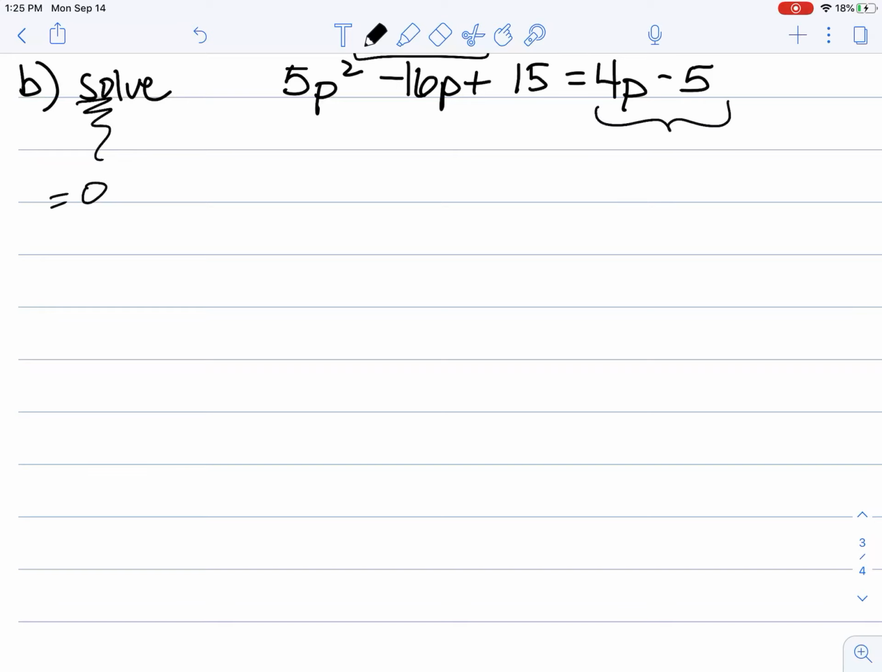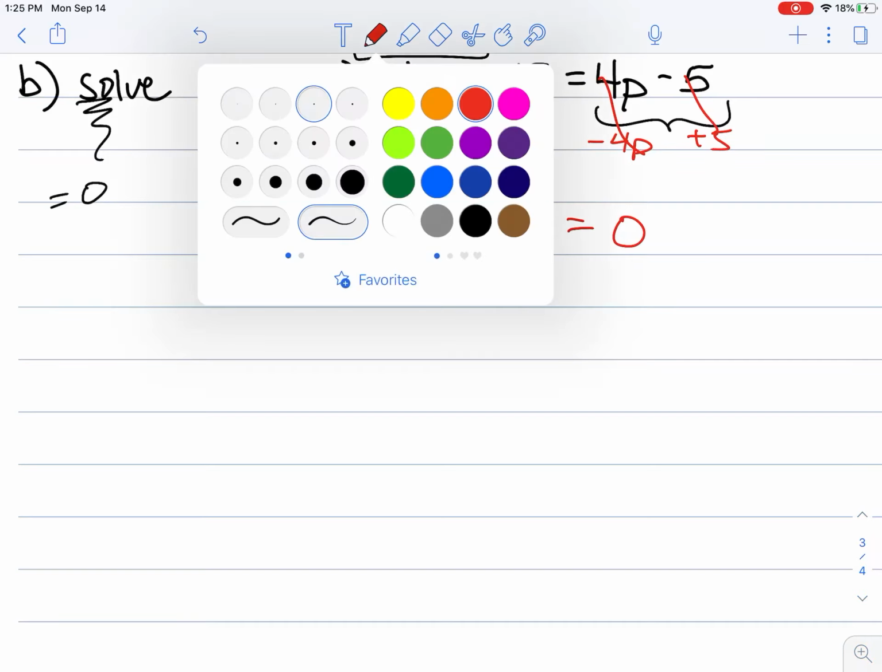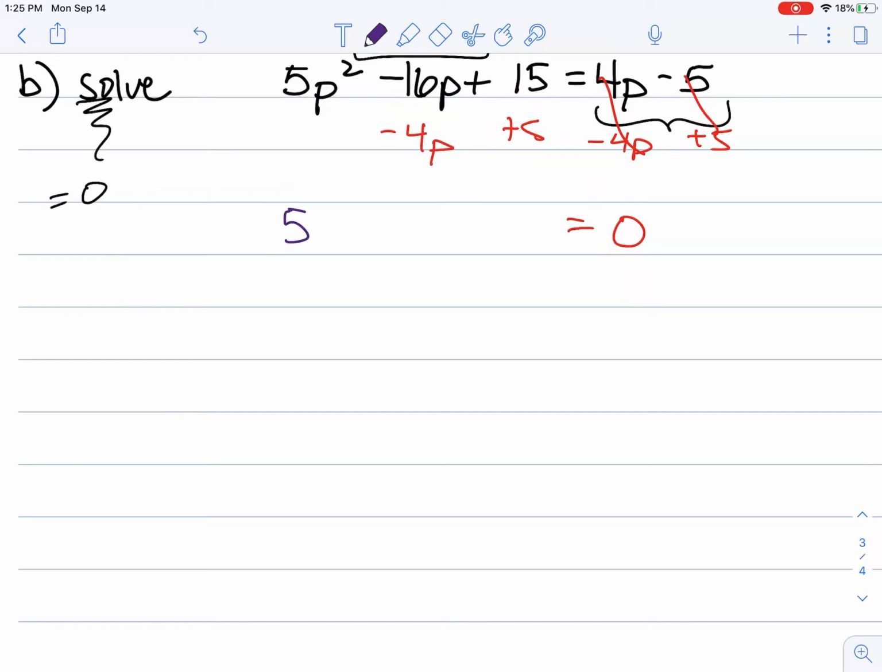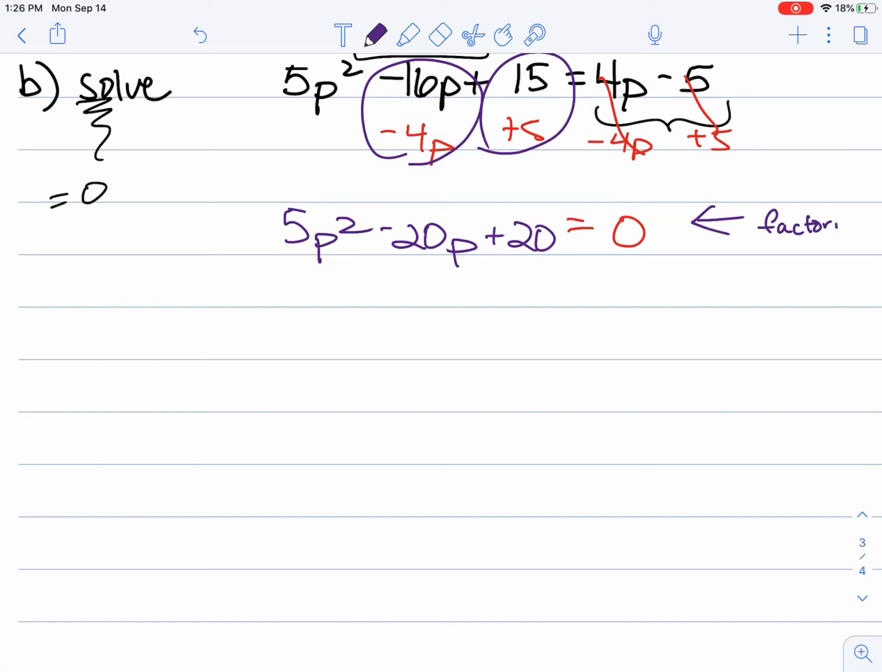Again, in order to solve, we have to set it equal to 0. We don't have it equal to 0 here, so just move the stuff over so that we can. So we're going to subtract the 4p, which cancels it out, and we're going to add a 5. So we're left with a 0 on the right side now, and we've got 5p squared, negative 20p, and a positive 20. So now that this is set equal to 0, you can solve by factoring.